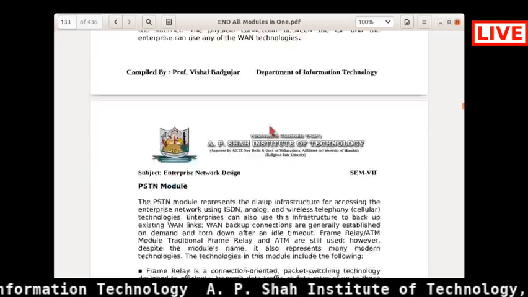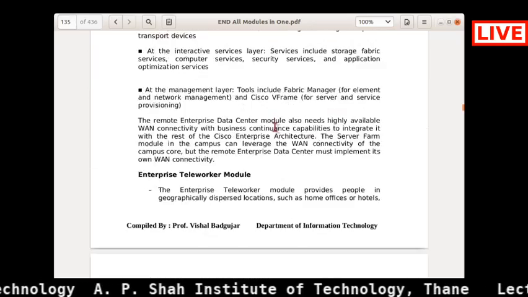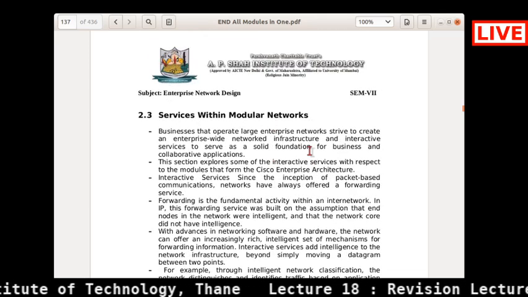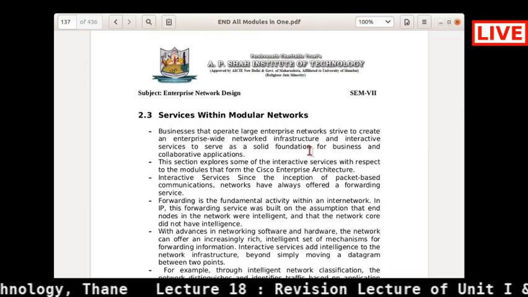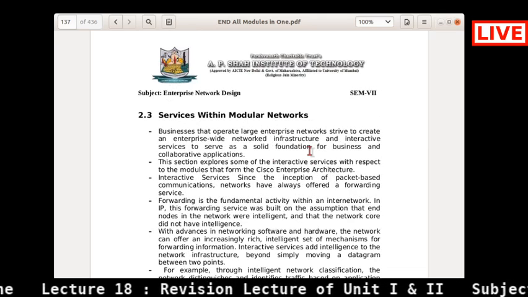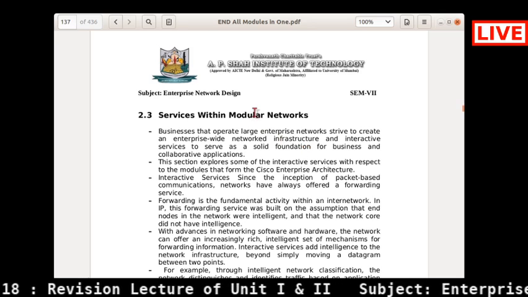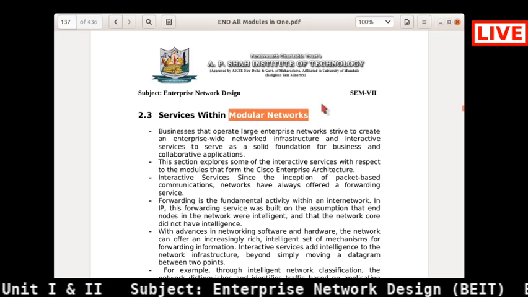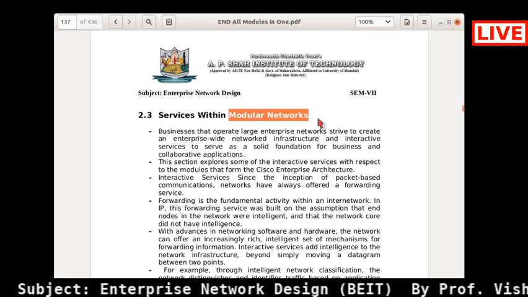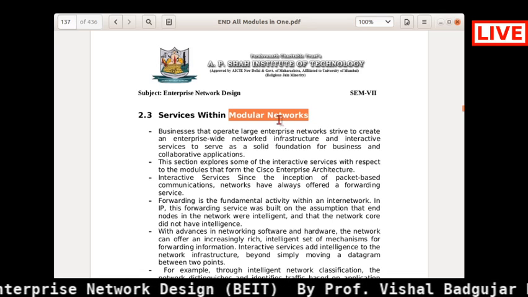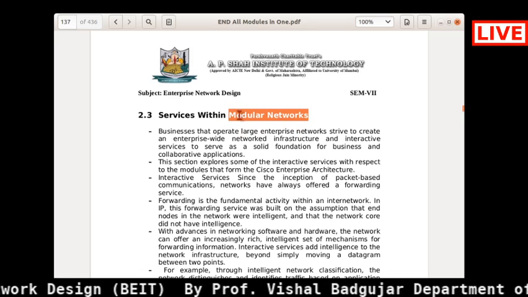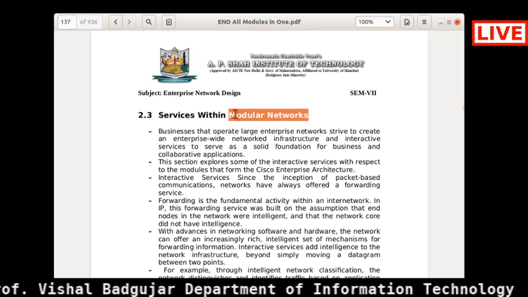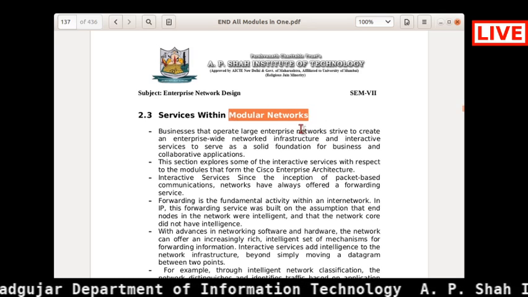Okay, so then after seeing this, we will go towards your security services within the modular networks, right? So what are the different services which will be useful in this modular network, right? So whenever I am telling you the modular network, that is nothing but your enterprise network, right? And in the enterprise network I am using this SONA framework architecture, as well as my hierarchical network service model, right? So that's how it will be called a modular network, right?